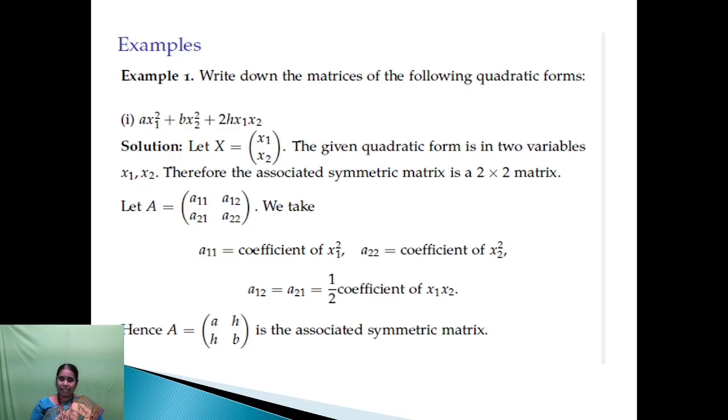Then the given form is of two variables, x1 and x2. Let us consider the matrix capital A, which takes the value of a11, a12, a21 and a22. Since x takes two variables, we are taking our symmetric matrix of order 2 by 2. We take a11 as the coefficient of x1 square and a22 as the coefficient of x2 square. And a12 and a21 take the value of the coefficient of x1 x2 divided by 2. Thus, we have A equal to [a, h; h, b], which is the associated symmetric matrix. From the given expression, the x1 square coefficient is a. Thus, the matrix reduces to [a, h; h, b].